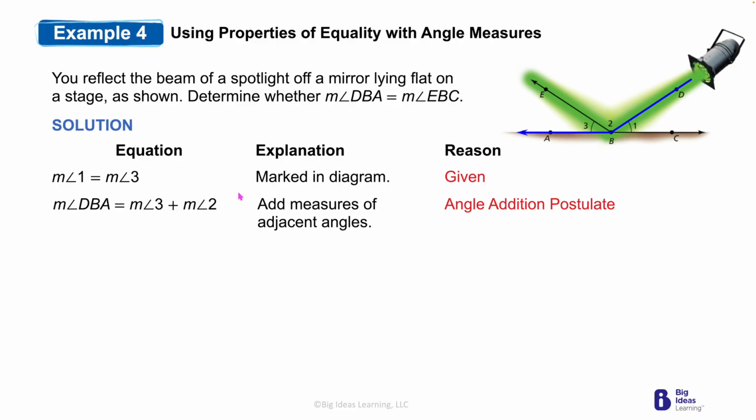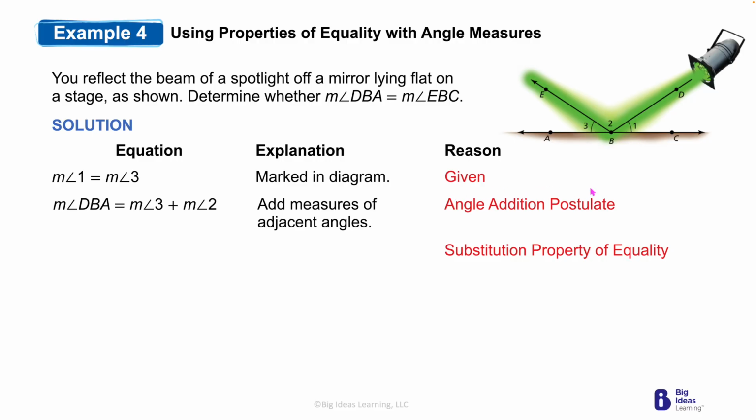Now, using the angle addition postulate, we can say the angle DBA, which is right there, equals the measure of angle 3 plus the measure of angle 2, which is how you get the bigger angle. And that's the angle addition postulate.